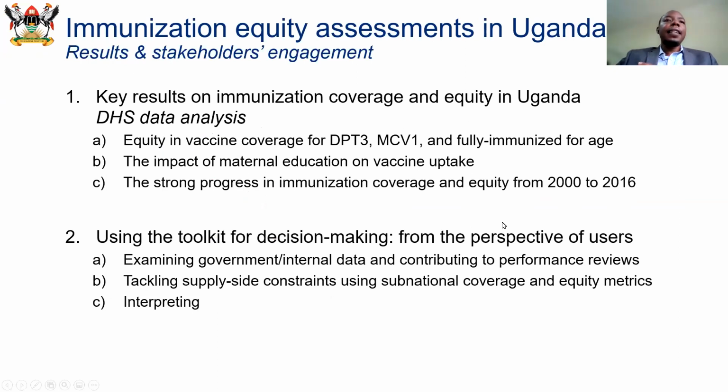Specifically, we want to share our experiences regarding use of the full application of the VAS toolkit in assessing and tracking equity in vaccine coverage. And for the purpose of this webinar, we want to focus on three main components: DPT3, MCV1, and fully immunized for age.